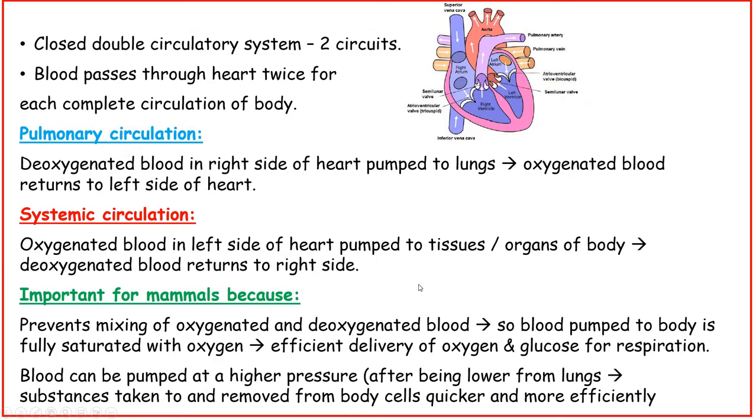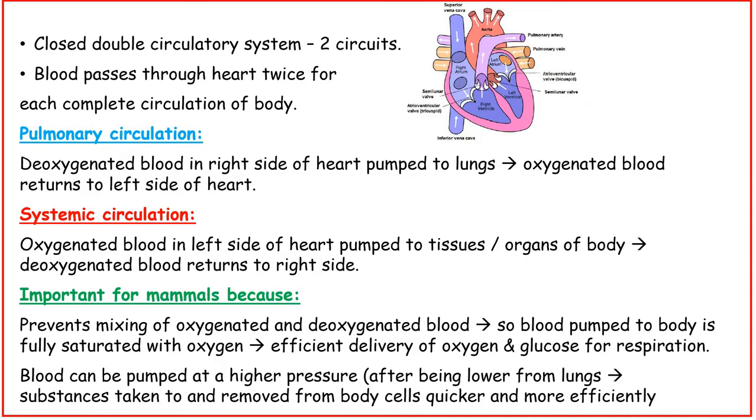So, the circulatory system of a mammal is a closed double circulatory system that has two circuits. So blood passes through the heart twice for each complete circulation of the body. So pulmonary circulation is where deoxygenated blood in the right side of the heart is pumped to the lungs, and oxygenated blood returns to the left side of the heart. Systemic circulation. Oxygenated blood in the left side of the heart is pumped to tissues or organs of the body, and then deoxygenated blood returns to the right side.